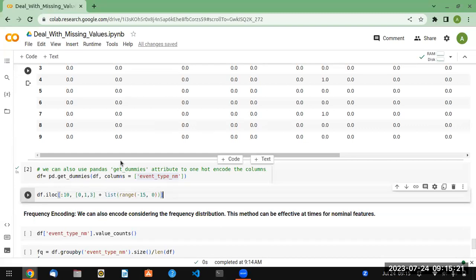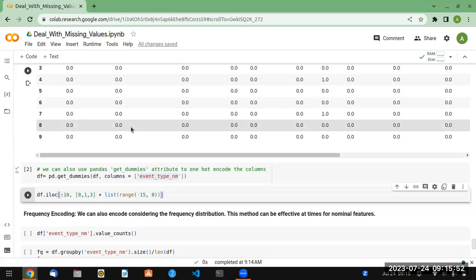So there is a comma, right? In iloc, left hand side of the comma is what? And right hand side is the column value, right? So left hand side what I have given? That means up to 10, so 0 to 10 rows, right? And here, instead of accessing all the columns, I am just accessing how many columns? First 3 and last 15.